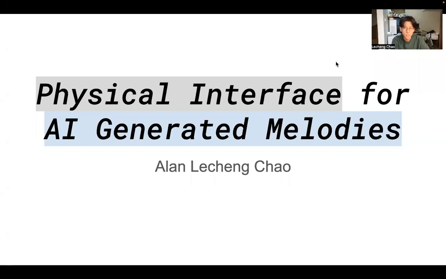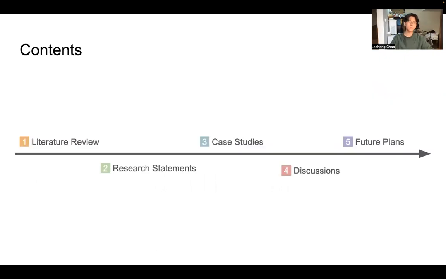Hello, I'm Alan Chongchao, and my capstone topic is physical interface for AI generated melodies. And this is my final presentation. The content will be first literature review, and then my research statements, and then I will present a list of case studies, and then I will say some things about the further discussions and my future plans.